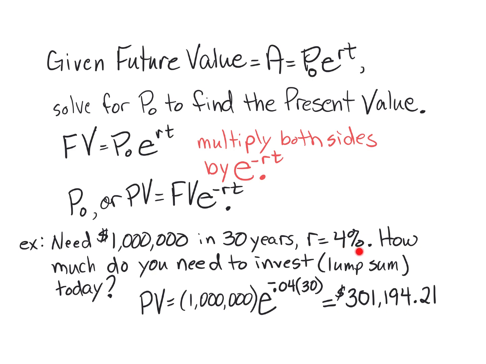For example, if we know we need $1 million in 30 years, and we have the opportunity to invest at 4%, and there's a whole lot of constraints on these formulas, by the way. We'll go back and talk about that. How much do you need to invest today in a lump sum to end up with $1 million after 30 years? Well, the present value is your principal times e to the minus power. Here's your rate, there's your time. And you see that I would need to invest more than $300,000 today to have $1 million in 30 years if my interest rate was only 4%.